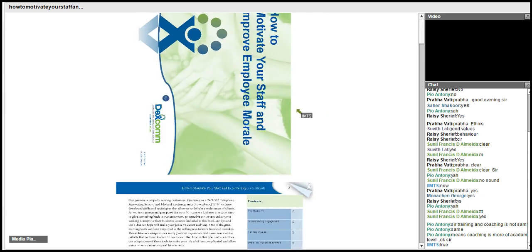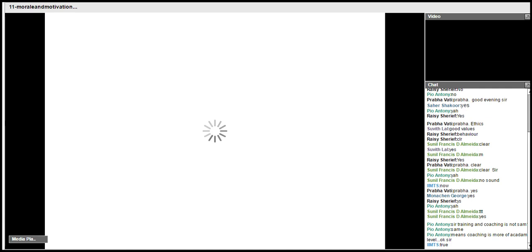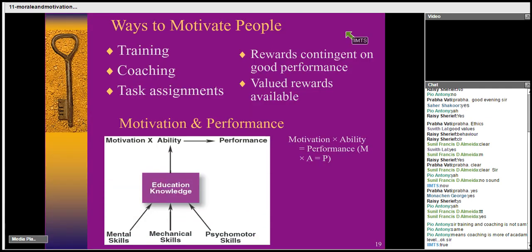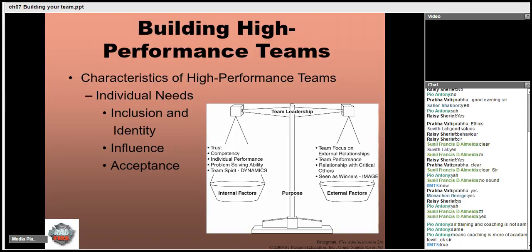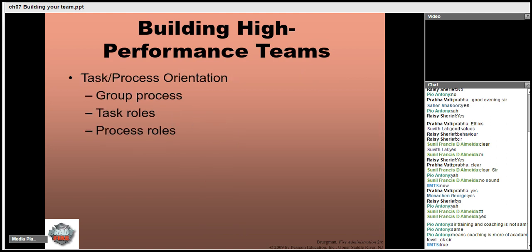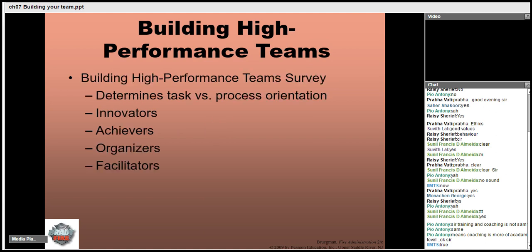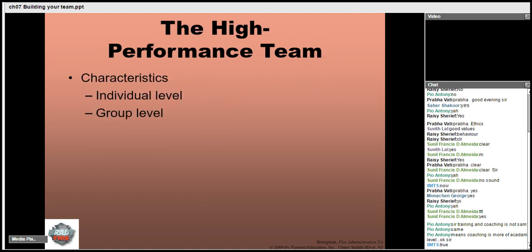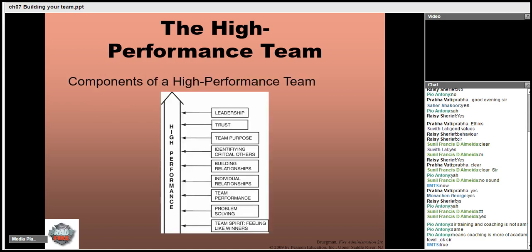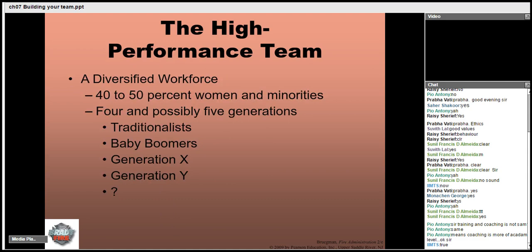Now coming on to the next part, because the last slides, almost the motivation and team building part, are not of very much use for us. Our major focus today is on the morale part, since we are taking on the topic of morale. The team part we'll see in some other class, because it is not important to us.